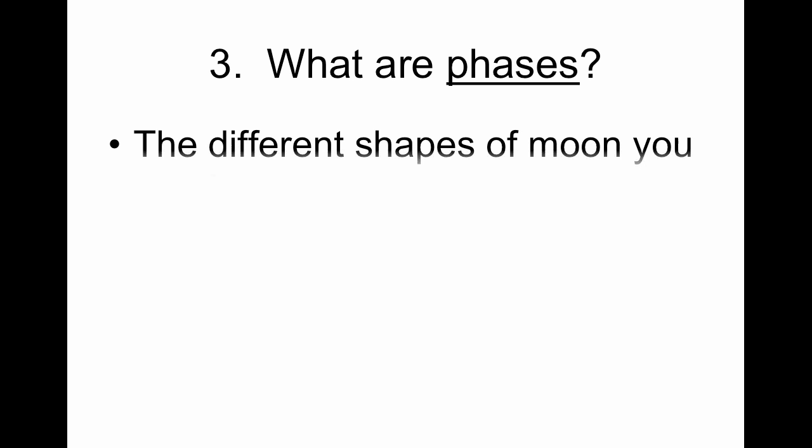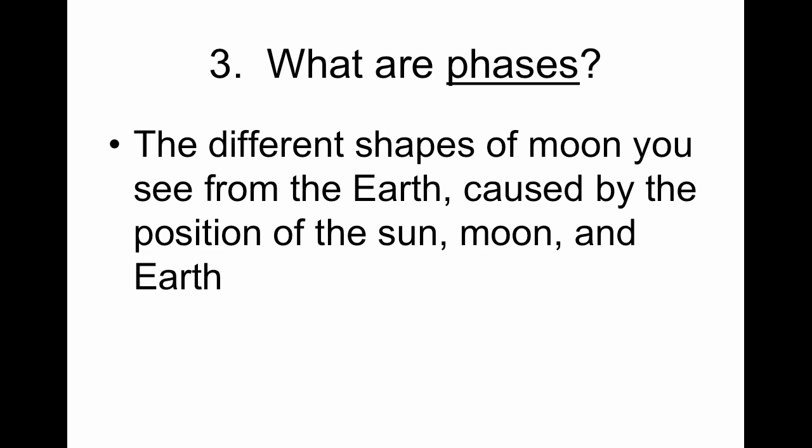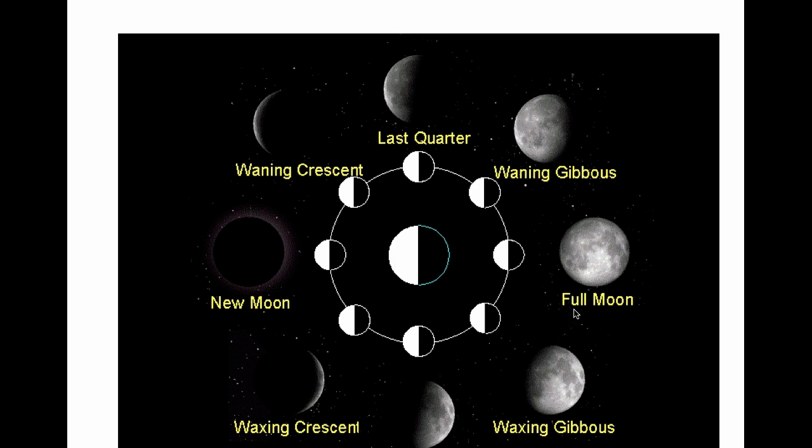Now the moon goes through phases, which are the different shapes of moon you can see from the Earth, caused by the position of the sun, the moon, and the Earth. What we see of the moon based on its reflection of the sun is going to be our moon phases. We'll start with the new moon. The new moon is pitch black. There is no reflection. The sun is over on this side, so the back side of the moon is being lit up, and we see this side of the moon.